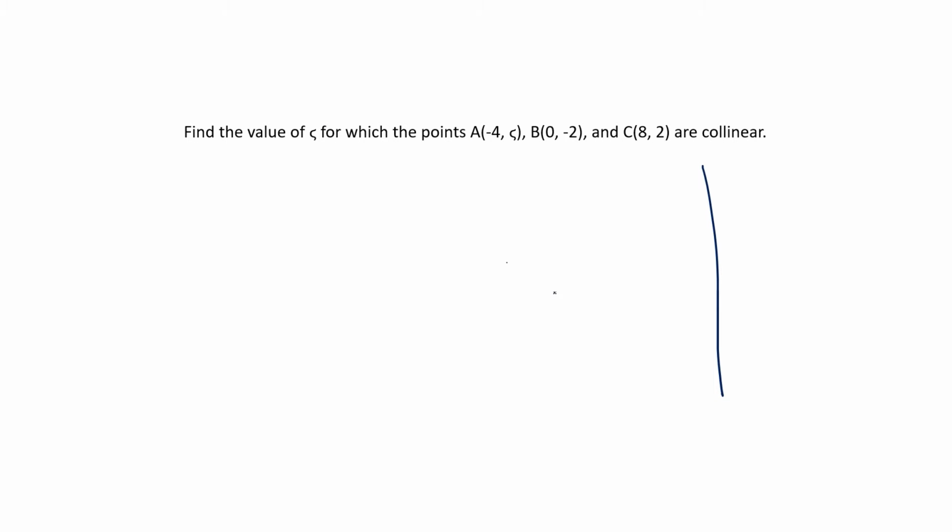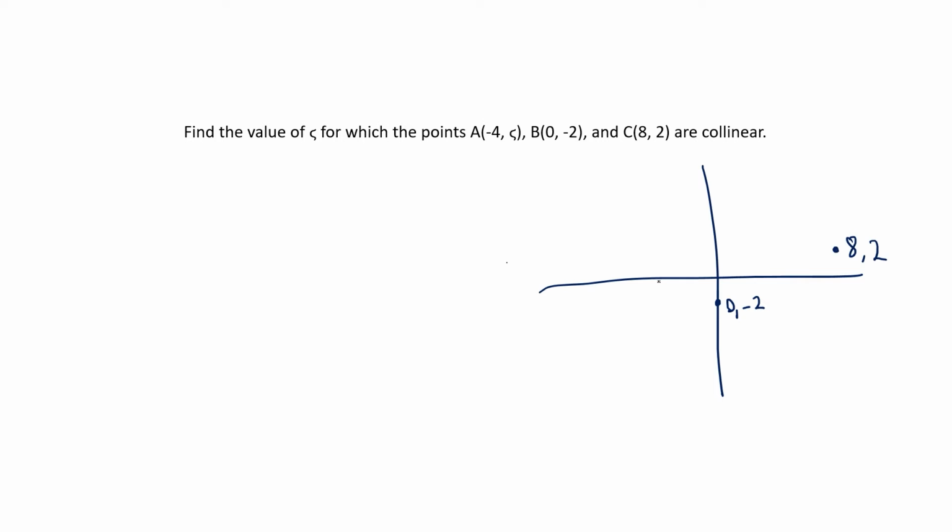So we're going to draw our points, and collinear just means they're all on the same line. So essentially, this works the same as a problem where you're looking for parallel lines. It's very much like the last problem. So 0, negative 2 is right here for B. 0, negative 2. 8, 2 is here. You know, approximately. It's all relative.